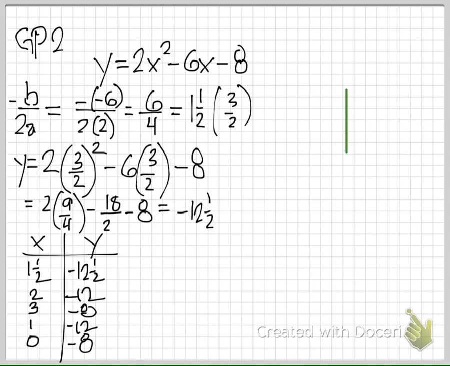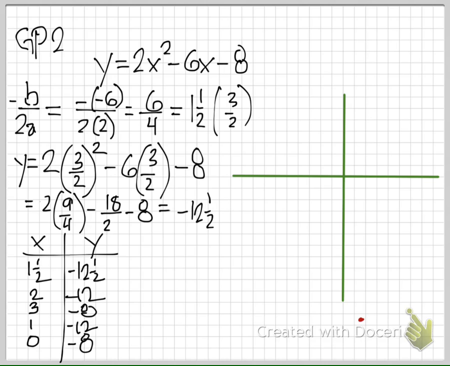Go ahead and plot out your x and y axes. I see that this is going to be a happy face because a is equal to a positive number. Start off by plotting out your vertex at 1 and 1/2 and negative 12 and a half. 1, 2, 3, 4, 5, 6, 7, 8, 9, 10, 11, 12 and 1/2. So it's going to be right around here, somewhere in the middle.